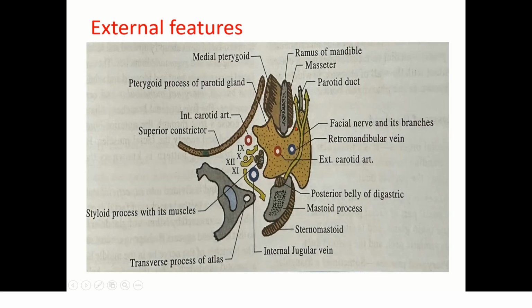You can see here, this is the groove in the anteromedial surface. You can see this is the ramus of the mandible. So this is the masseter and this is the medial pterygoid. From the upper lip, you can see the branches of the facial nerve.